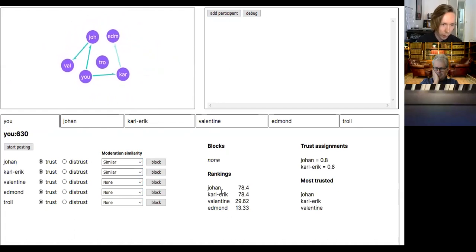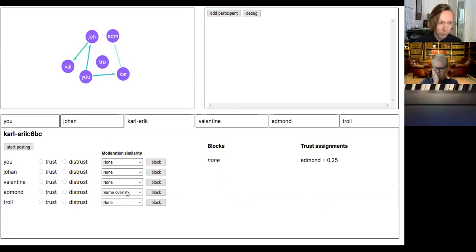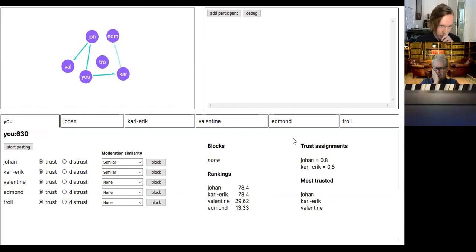So I trust Johan and Karl-Erik the same, which is reflecting the rankings. Valentine is trusted quite a lot by someone I trust quite a lot, which means that she's actually ending up in my most trusted participants here. However, Edmund, who's only being trusted, there's some overlap. He's even farther away from me than Karl-Erik, which you can see here. Me, Karl-Erik, Edmund. So he's actually not getting into my most trusted participants.